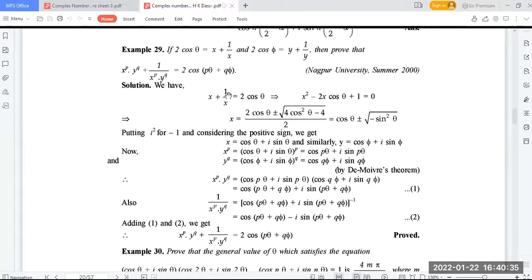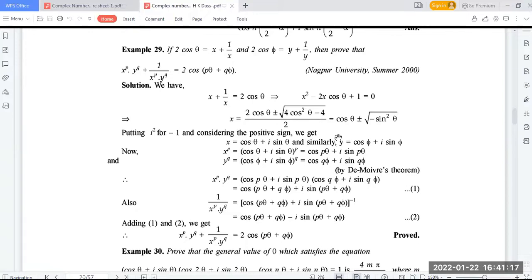Okay. So after taking LCM, we get x square minus 2x cos theta plus 1 equals 0. So x equals twice cos theta plus minus root over 4 cos square theta minus 4, divided by 2, by using the quadratic equation: x equals minus b plus minus square root b square minus 4ac divided by twice a. So 4 will be common. Then cos square theta minus 1 equals minus sin square theta. But I square equals minus 1. This is why this will be I sin theta. So x equals cos theta plus I sin theta.